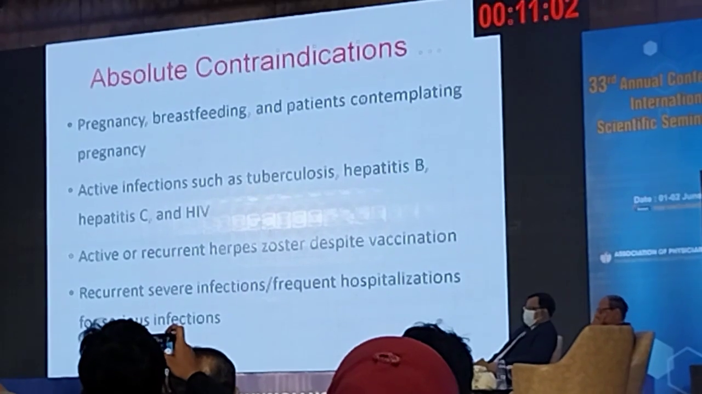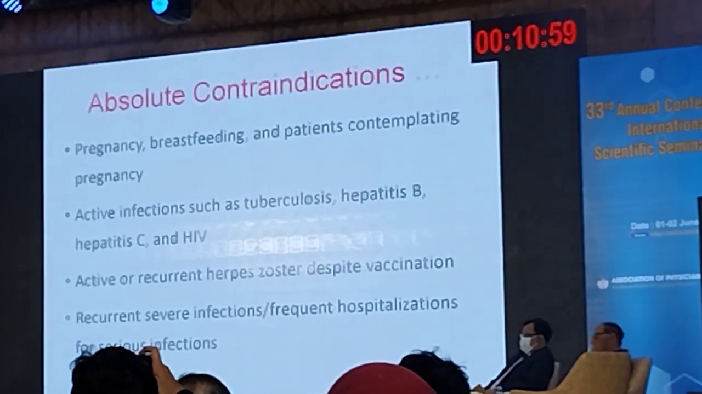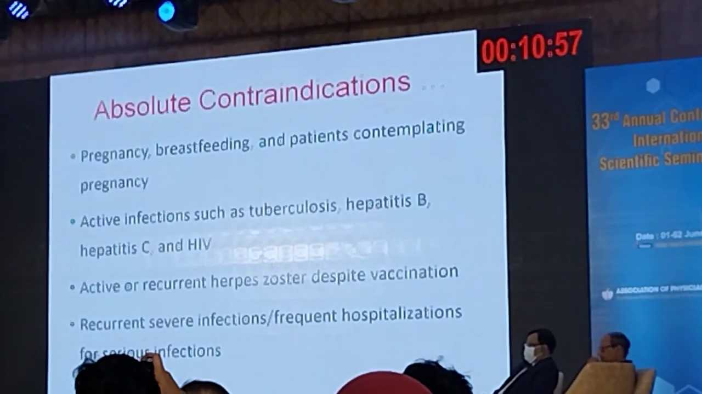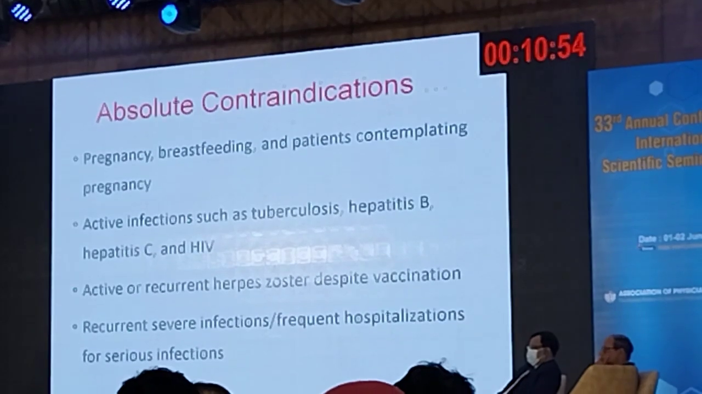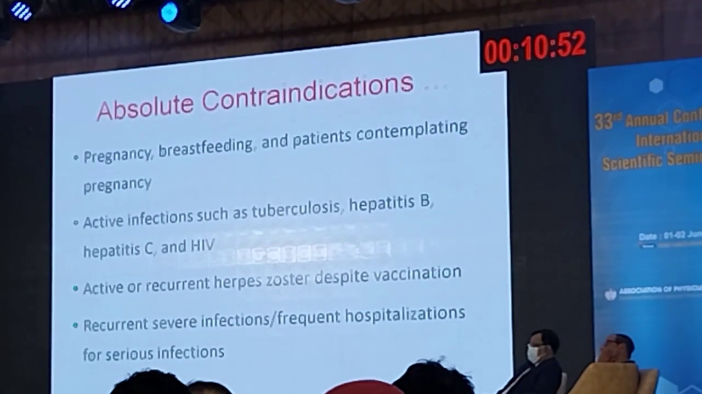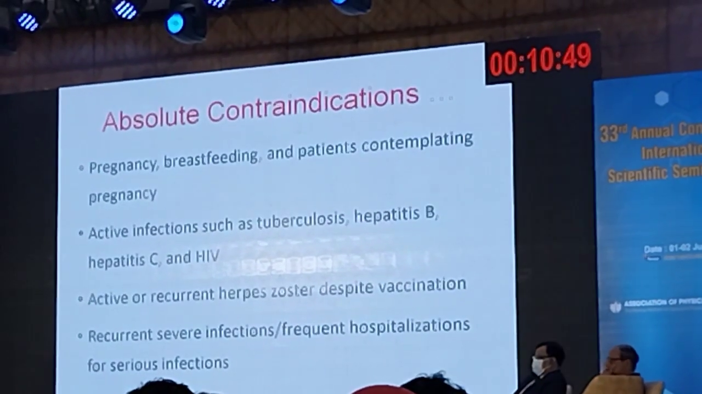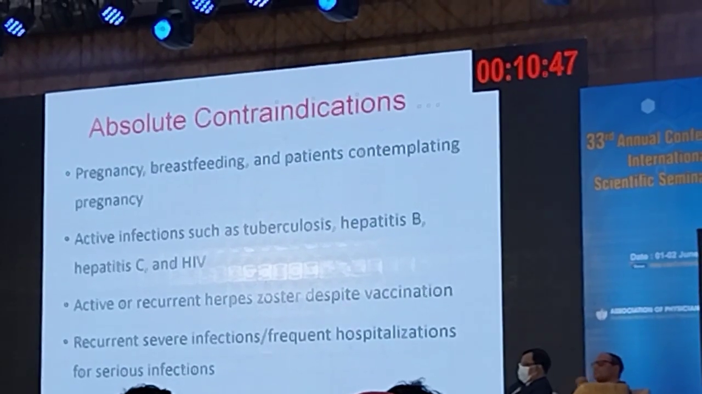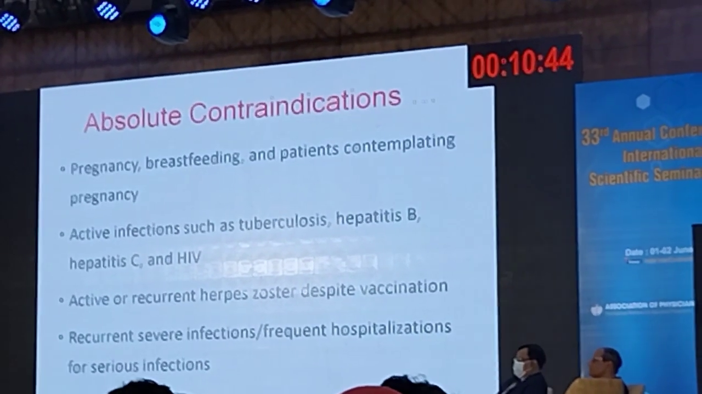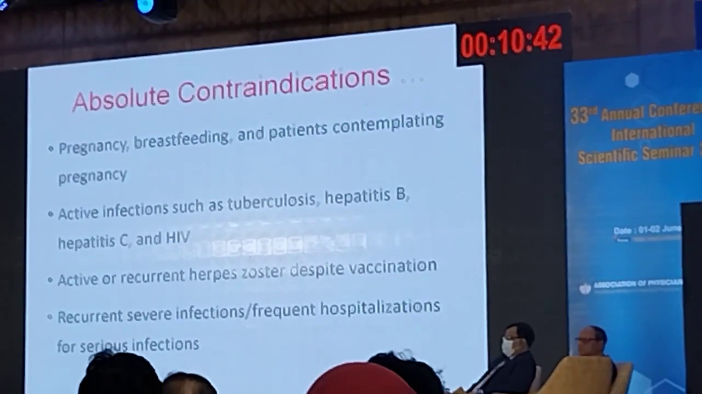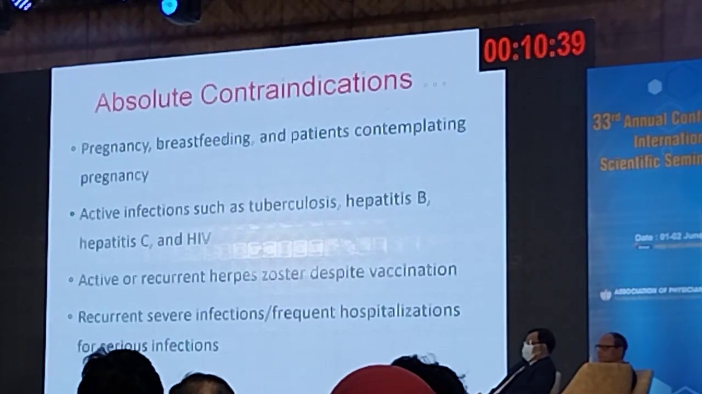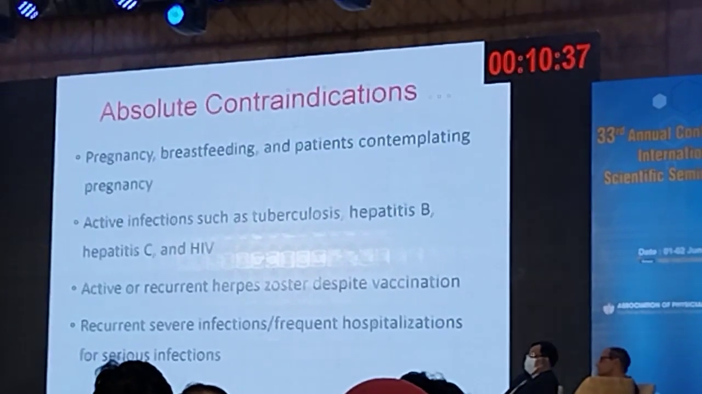We must abide by them: pregnancy, breastfeeding, and patients contemplating pregnancy; active infections such as tuberculosis, hepatitis B, hepatitis C, HIV, active or recurrent herpes zoster despite zoster vaccination. There is such a category of patients. Of course, this vaccine is not available in the country. And history of recurrent severe infection or frequent hospitalization from serious infections.